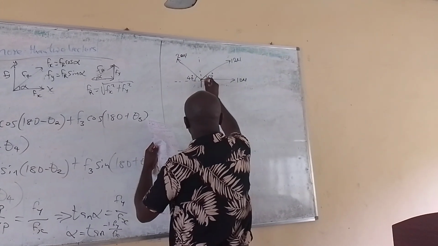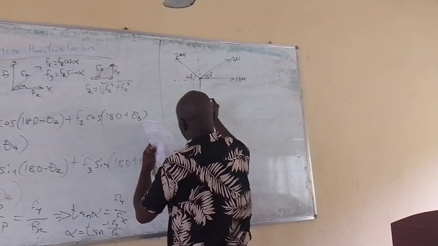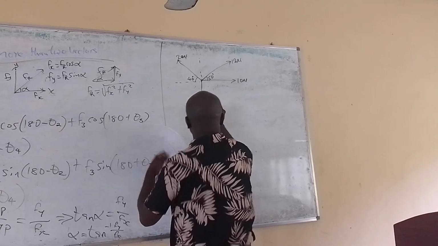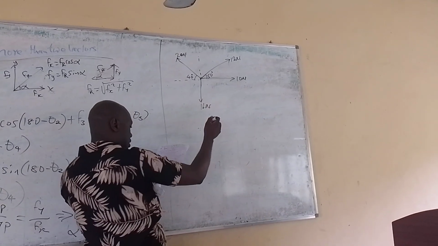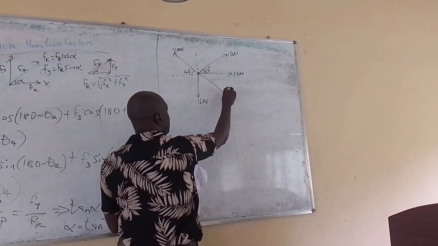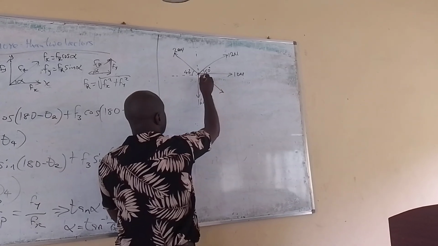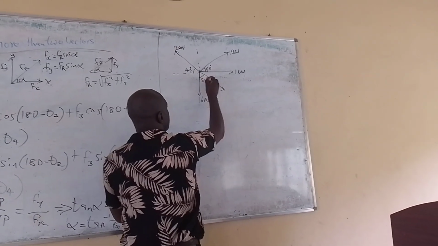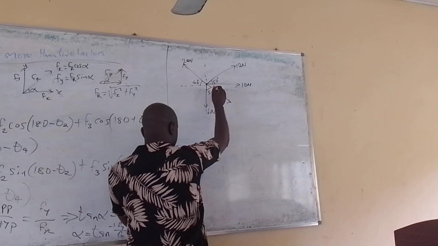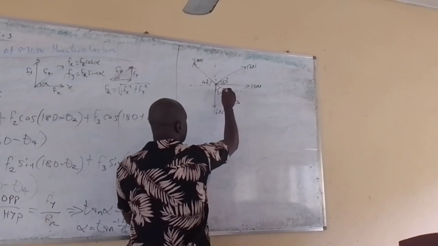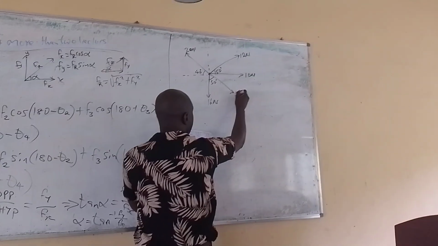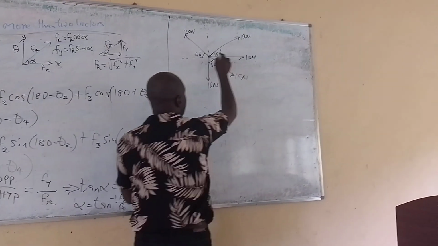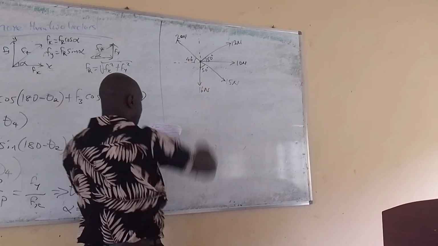Then we have this one, which is a vector, so it has 16 Newton. I hope you are seeing the board, right? 16 Newton. Then we have another one like this, and it made an angle of 30 degrees, okay? So this one is 15 Newton. It made an angle of 30 degrees to the vertical, okay?